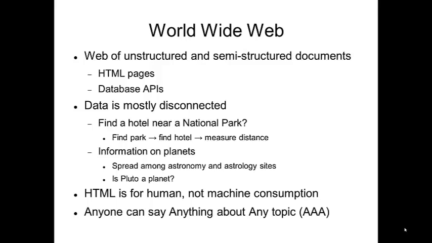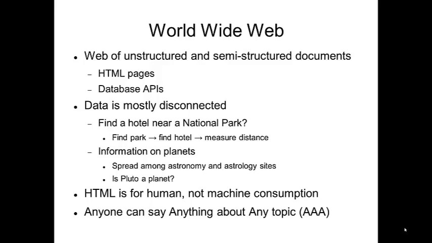So we've mostly been dealing with the World Wide Web so far. That's a web of unstructured and semi-structured documents, written in HTML, but also involving database APIs. But all the APIs are different. They all have different syntax, etc. And while the various web applications we've been talking about often bring together data from different places, overall, data is unconnected. So, for example, you want to find a hotel near a national park. Now there are applications that will do this for you, but you have to be in the right unit. You have to have the right data connected to do it.